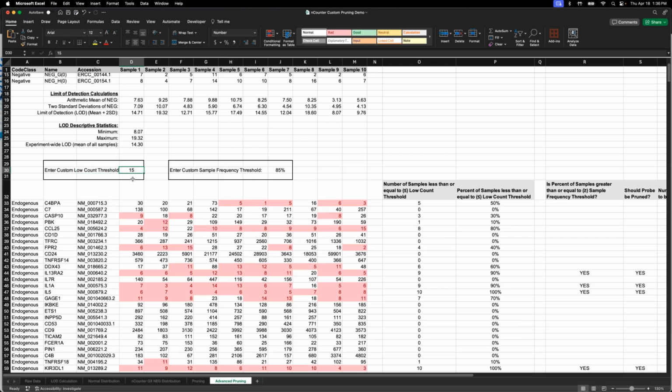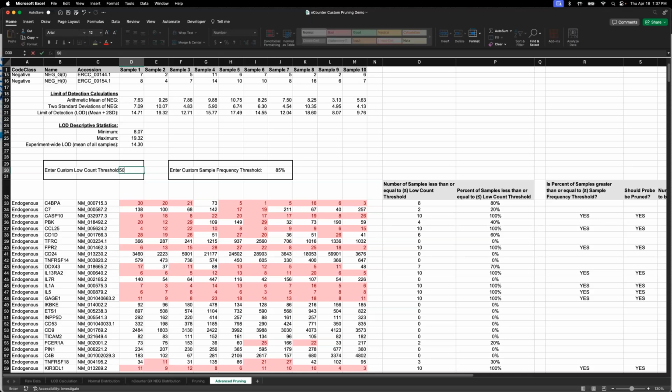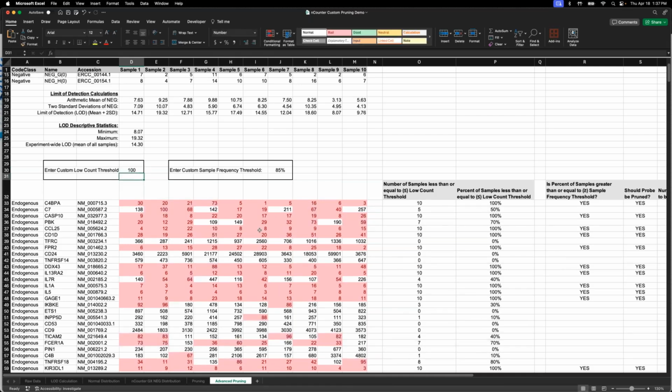So instead of 15, let me change it to 30. And what you can see is that down below, we are color coding different genes in pink. So as you can see, as I increase the value, let's, I don't know, 50, something really high, a lot more data points. Let me go to even like 100. A lot more data points are going to be below background. So this is one way to customize which genes you're removing. Let me set this to, let's use a value of 15. That's approximately the average LOD across all samples.